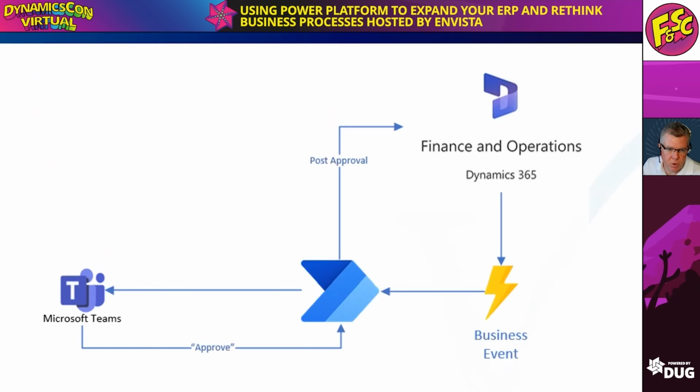So just a quick review of what we were doing: from within finance and operations, we use a business event to reach out to Power Automate, which sends a notification to Teams. And that Teams is defined by the people that are put in that approval role, and they can approve or reject. That information is taken back to Power Automate, which then pushes the approval and completes the workflow in D365 Finance and Operations, and also notifies the submitting user of what has happened.